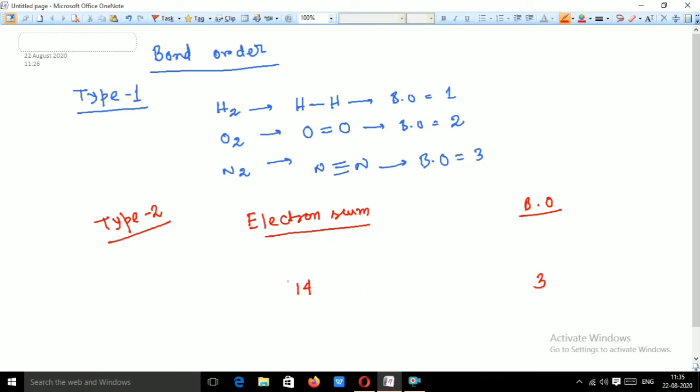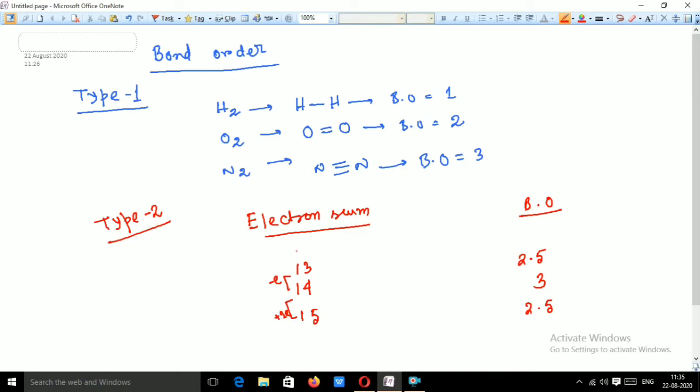Okay. Now if the electron sum is 13, then the bond order decreases by 0.5, that is 2.5. If the electron sum is 15, then also the bond order will be 2.5. That means by decreasing 1 electron or increasing 1 electron, the bond order gets decreased by 0.5.